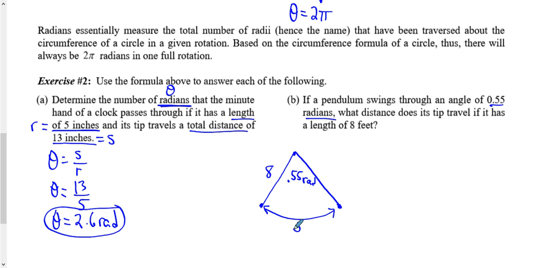All right, so now we need to set up something that S equals and find out how far. Oh, S equals theta times R. Yeah, right. So we know that theta, let's just get our variable, is 0.55 radians.